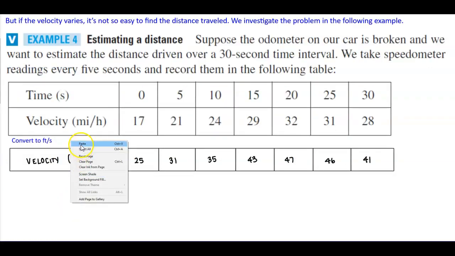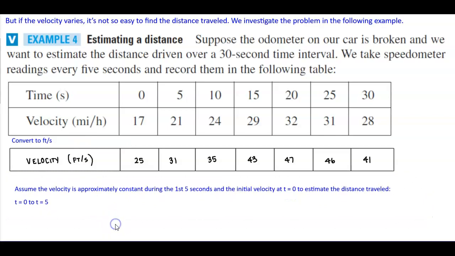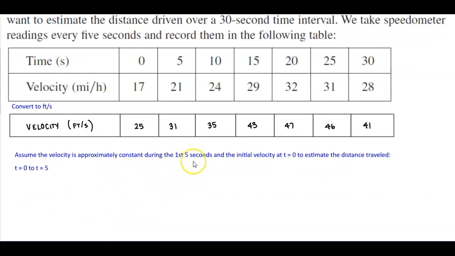So now the first thing we want to do is assume that the velocity is approximately constant during the first 5 seconds, using the initial velocity at t equals 0, to estimate the distance traveled from t equals 0 to t equals 5. In order to do that, we're going to take 25 feet per second times 5 seconds. And so that gives us 125 feet.